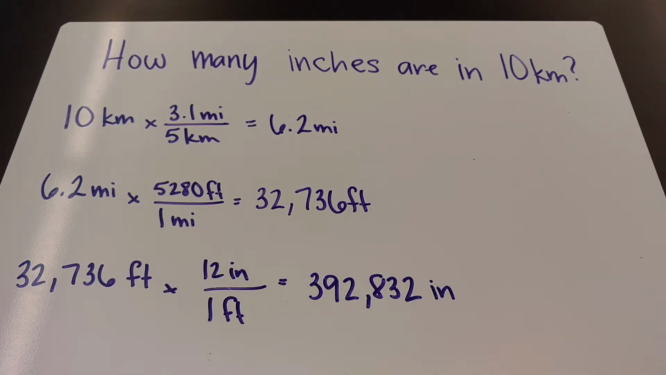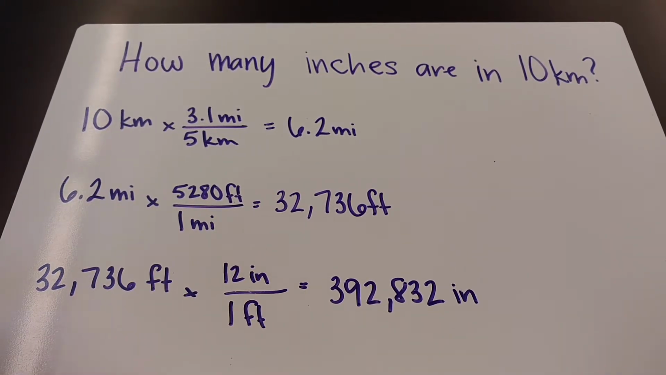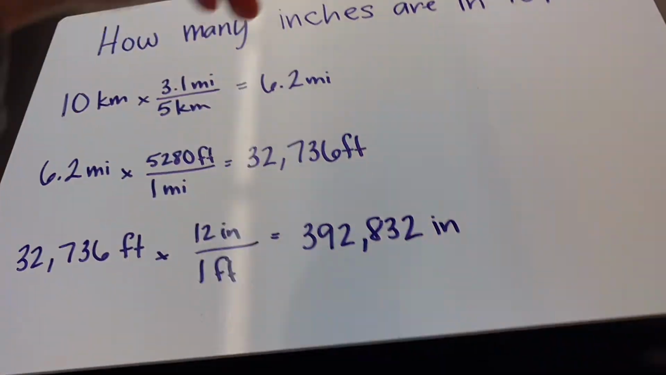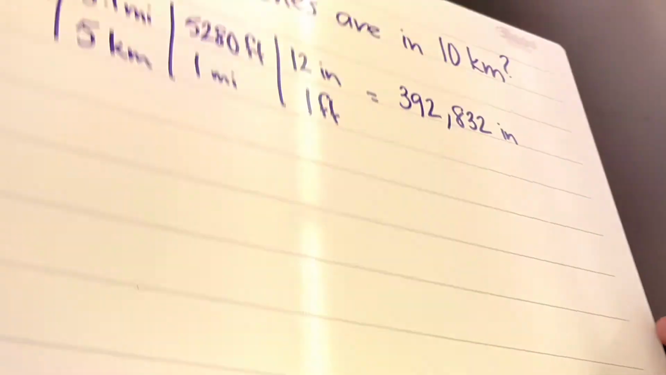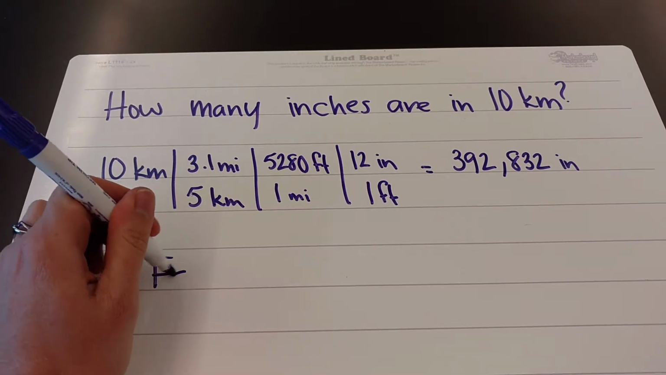So you've been doing problems similar to this. I don't know if you've ever done this exact problem before, but you can do things like this in multiple steps. It takes up a lot of space. Now I'm going to show you what factor labeling looks like. Okay, again, this is the factor label method.